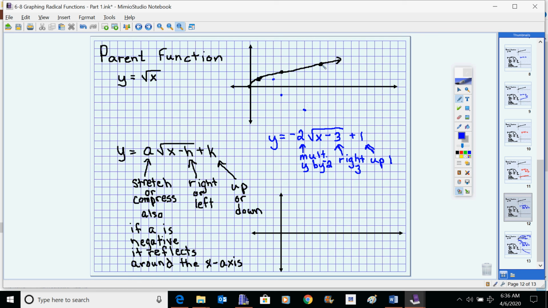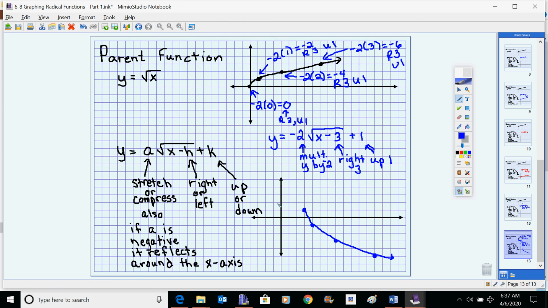This one, the y value is 3. Multiply it by -2 takes me down to -6. And then go right 3, and I go up 1. And my graph ends up looking like this. This is what I was just saying that I was doing, one thing at a time, taking the y value, multiplying times this, and then moving it around.